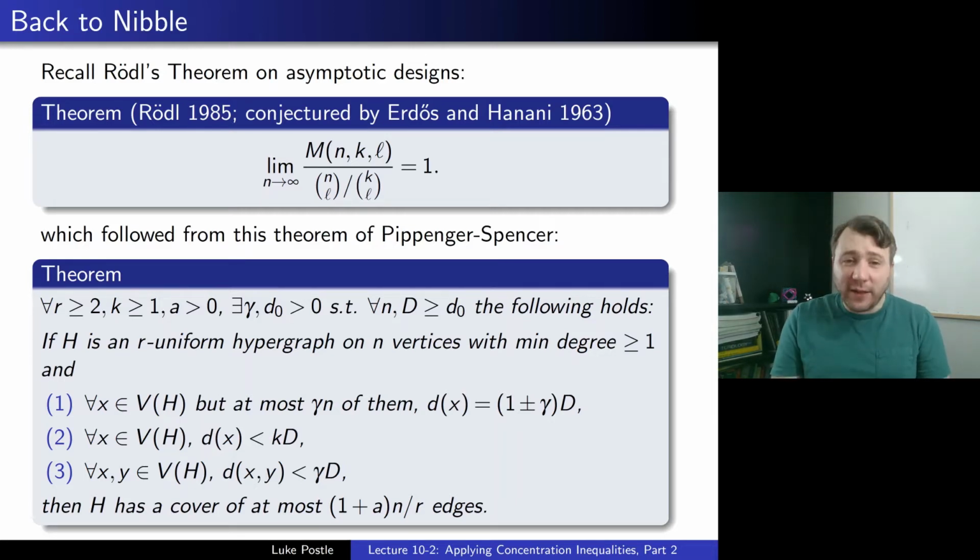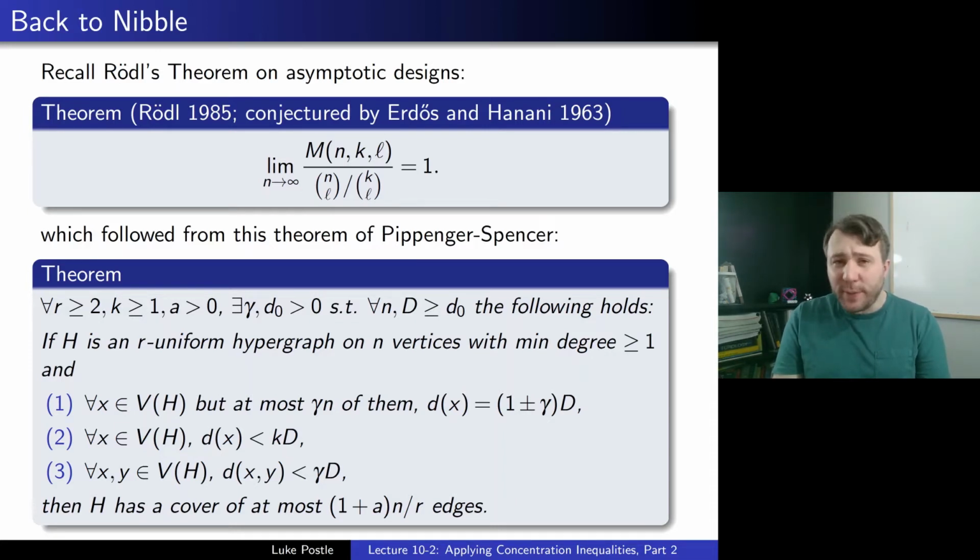And then you have to look at the conditions, so it's for every r and k and a, there's some gamma, so there's some constraint on the small codegrees, and some d naught, for which if n and d are large enough, you actually get this. So that was this Pippenger-Spencer theorem saying when you can get covers in hypergraphs, and then we were indeed able to apply that to an appropriate hypergraph to make Rödl's theorem work.